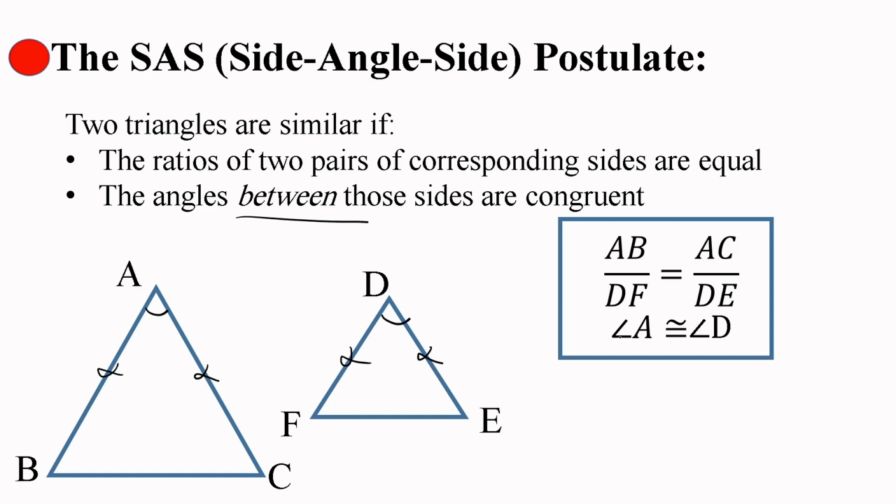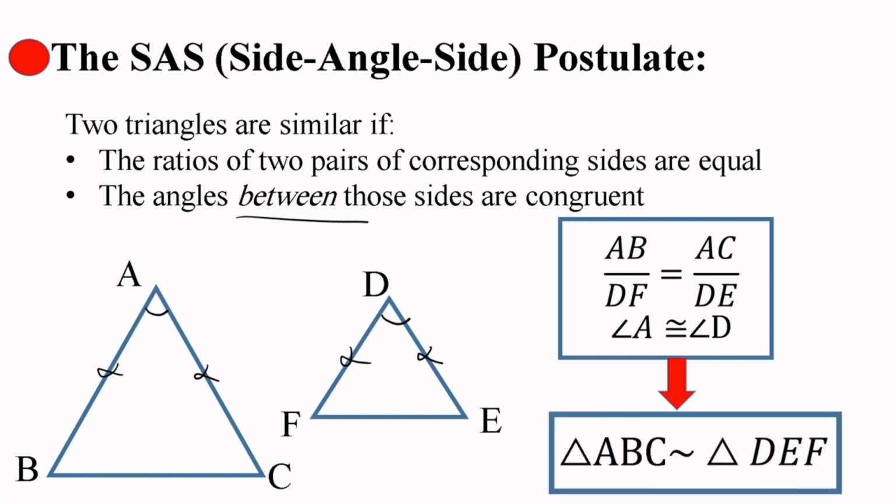So angle A is congruent to angle D. Now I can realize that based on SAS method, the triangle ABC is similar to triangle DEF. So what I need to do in this type of question, I need to prove that the ratio of two corresponding sides are in proportion and the angle between those sides are congruent. Okay, let's solve an example about it.